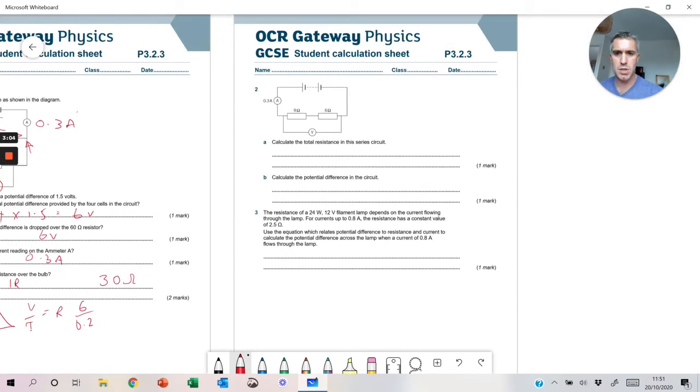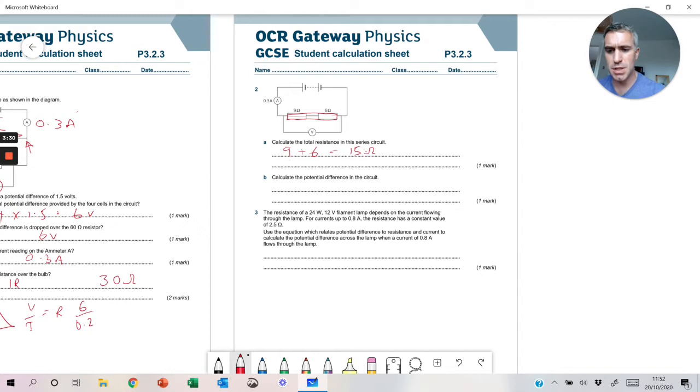Let's do question 2. Turn over to question 2. Calculate the total resistance of the series circuit. When you have 2 resistors next to each other, here, here, it's exactly the same as having one big resistor. So it's just 9 plus 6 equals 15 ohms.